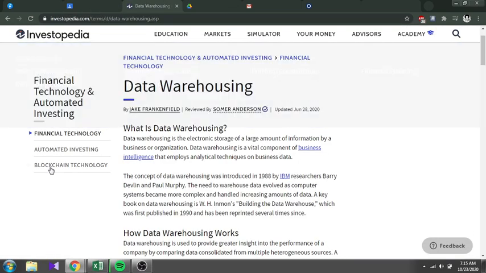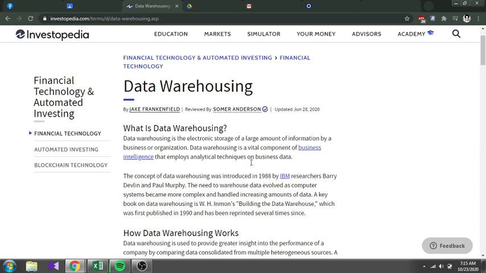I tried to Google this from Investopedia. Even on Wikipedia, the definition goes something like this: it's electronic storage of a large amount of information by a business organization. Mostly it is a bigger volume of information. And it's a vital component of business intelligence that employs analytical techniques on business data. So this is mostly for managers and CEOs to make business decisions for their company to achieve their goals and mission.